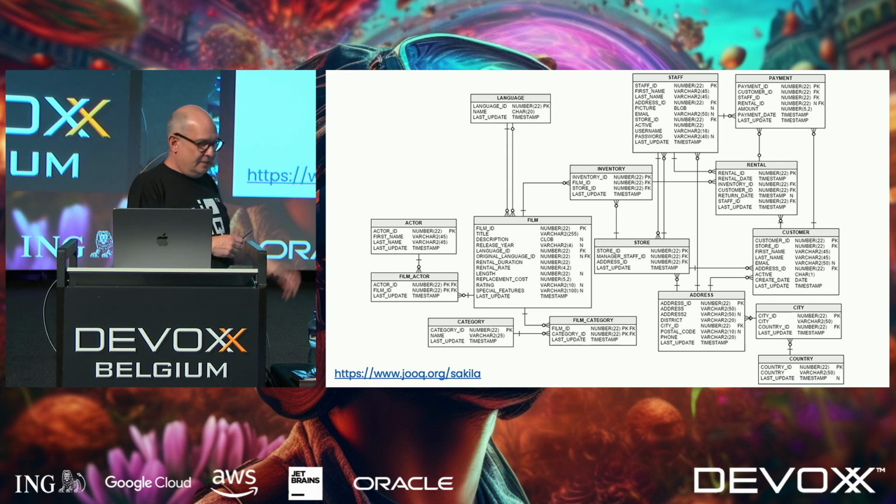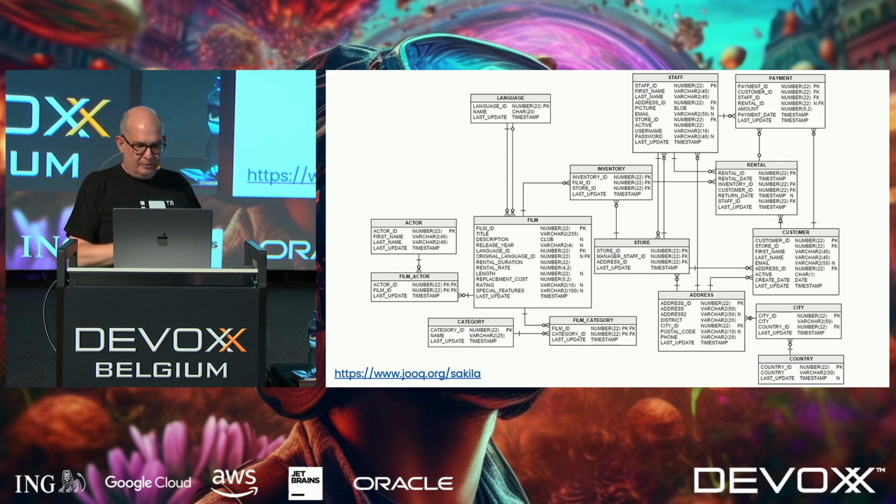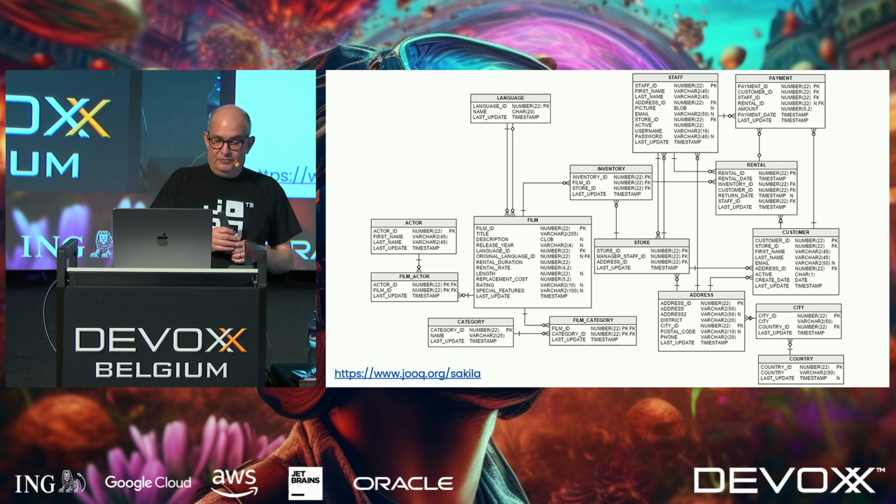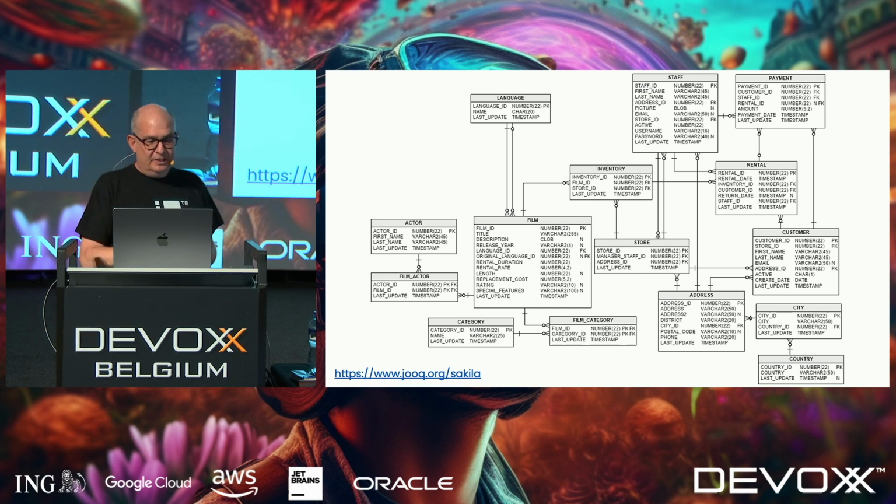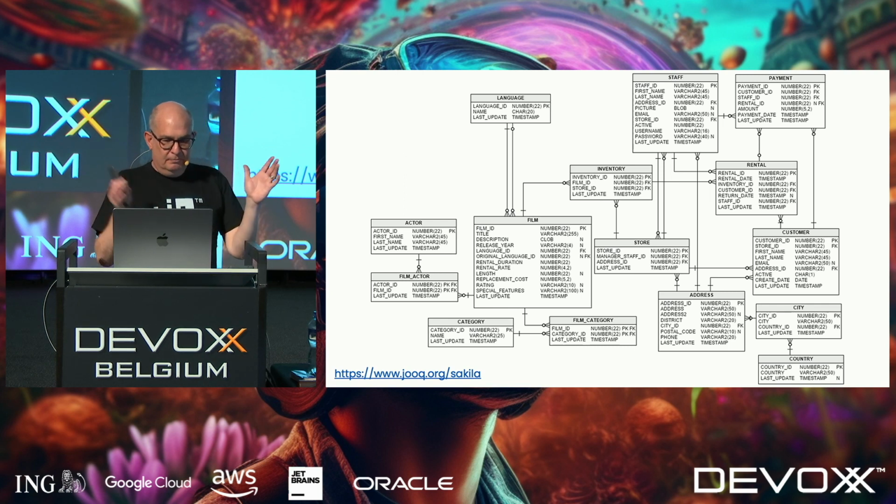So that's why we have this relationship table there, the film category. Then we need some actors. So there are usually actors in a film. There we also have a many-to-many relationship because an actor usually doesn't play only in one film. We have a language, and then that's our film part.